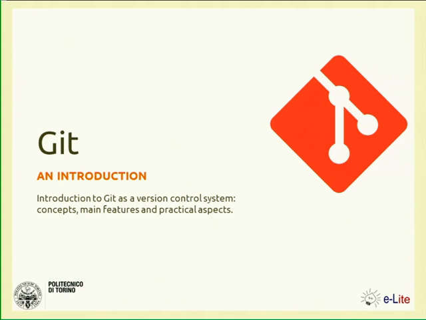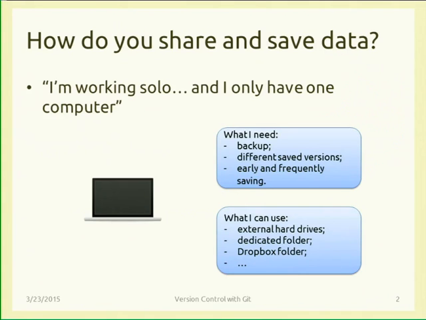Thanks. Today we speak about three things. The first one is what is a version control system. The second is what is Git as a version control system. And the third one, if we are lucky and the internet works, we'll try to do something with Git right now. So let's start from version control systems in general.